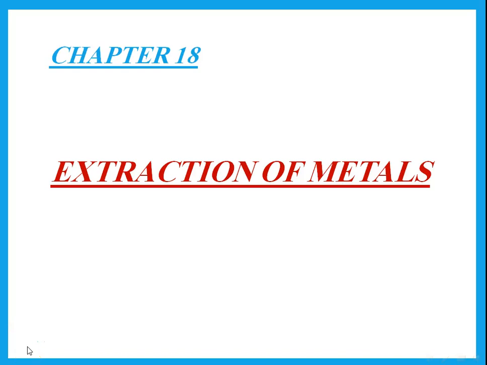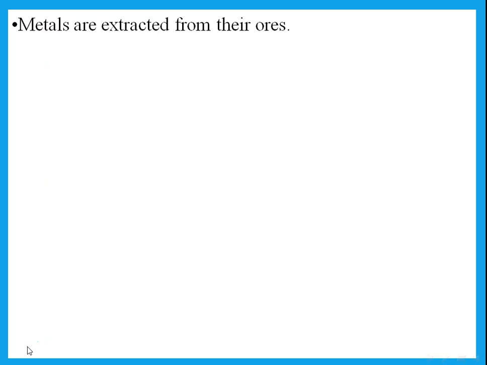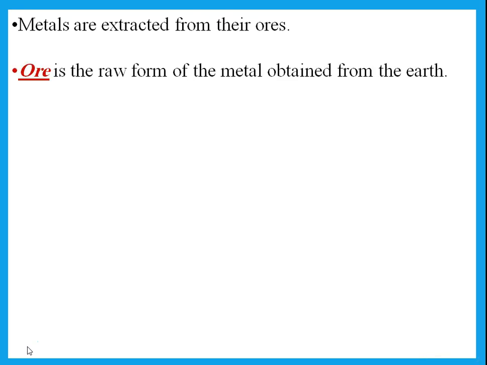Okay, hello, this is chapter 18, and in this chapter we're talking about extraction of metals. How do they make metals on a large scale? So when we make metals, metals are extracted from what we call their ores. The ore is the raw form of the metal obtained from the earth.